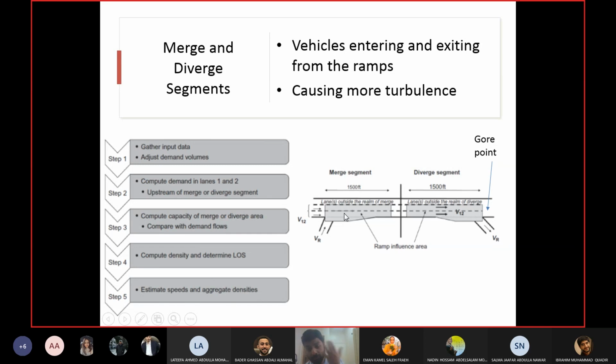So if the freeway has 4 lanes, then 2 lanes means the complete segment, right? A 4-lane freeway means 2 lanes in each direction. So 2 lanes means it's the complete direction, the complete segment. If it's a 6-lane or 8-lane freeway, then you will have 2 lanes which are immediate to the ramp, and then you will have extra lanes toward the left hand side.